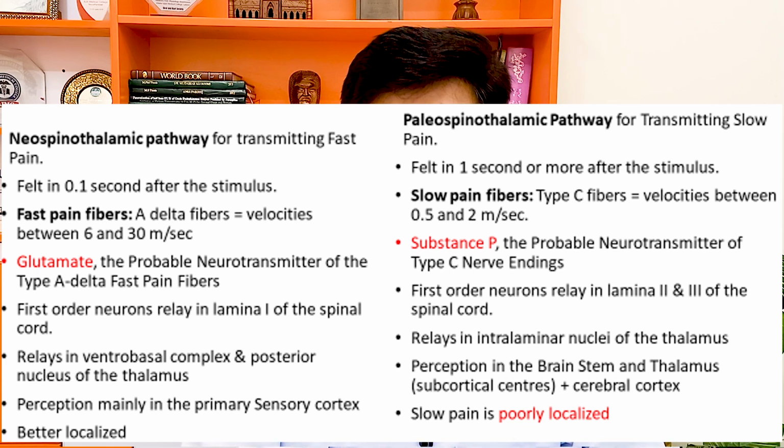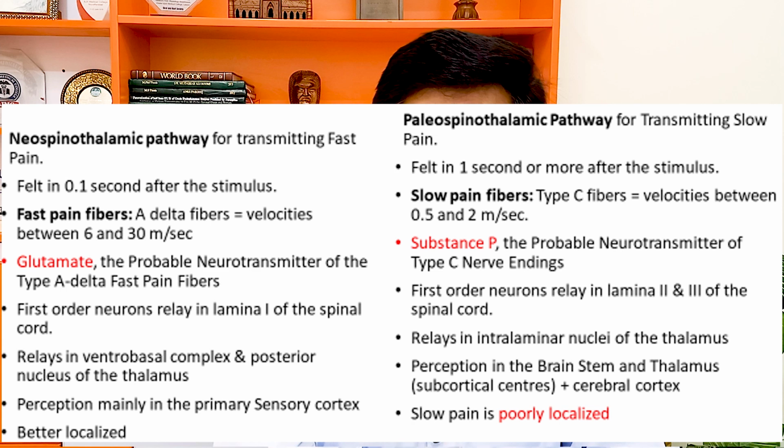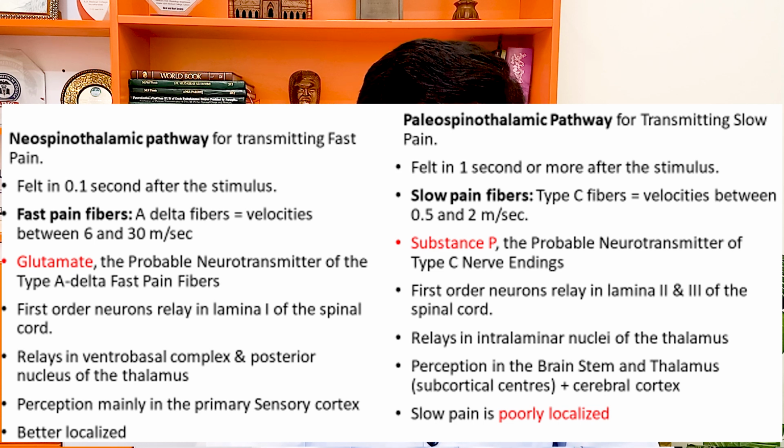The most probable neurotransmitter of first order neurons of fast pain pathway is glutamate, which is released in the dorsal gray horn of spinal cord. Substance P is the neurotransmitter released from the first order neurons of slow pain in the dorsal gray horn of spinal cord. First order neurons in fast pain relay at lamina 1 of spinal cord. First order neurons in slow pain relay at lamina 2 and 3 of spinal cord in the dorsal gray horn.